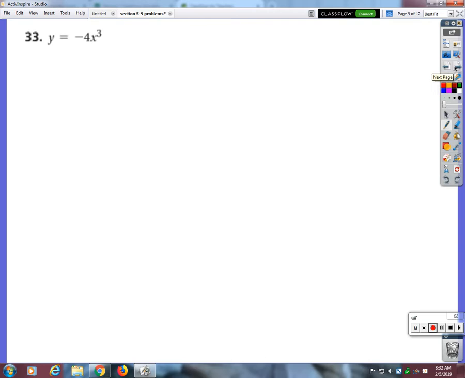So you meant 33. Okay, if I start with x cubed, yes, right. What did I do to x cubed to get negative 4x cubed? What'd you say? Multiply by negative 4. So what does that do to the graph?